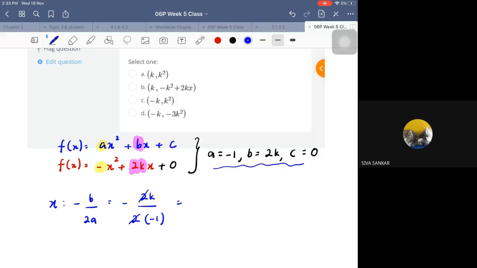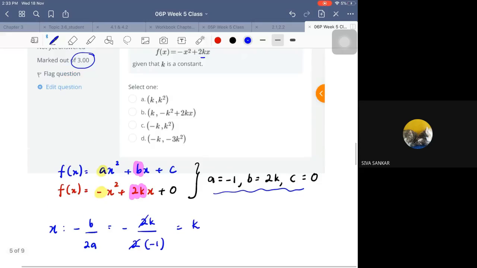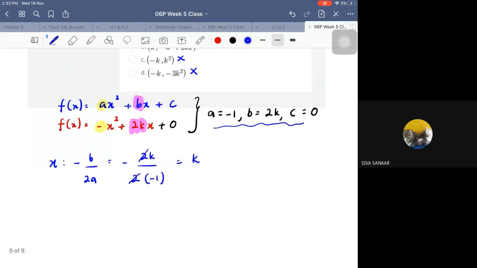I'll end up with negative k over negative 1, which is going to be a positive k. So that is going to be our x coordinate. So C and D are already ruled out. So the answer could only be A and B. And now I'm going to find the y coordinate.